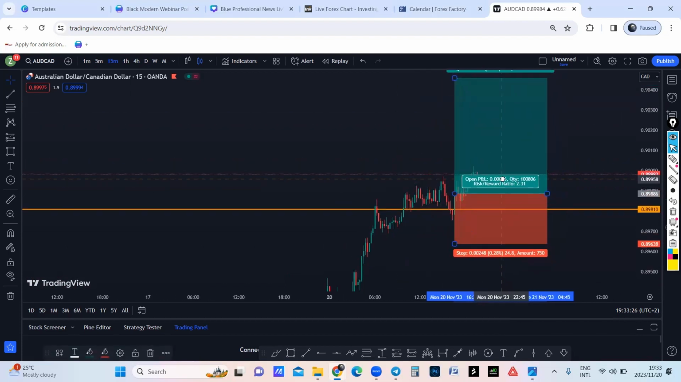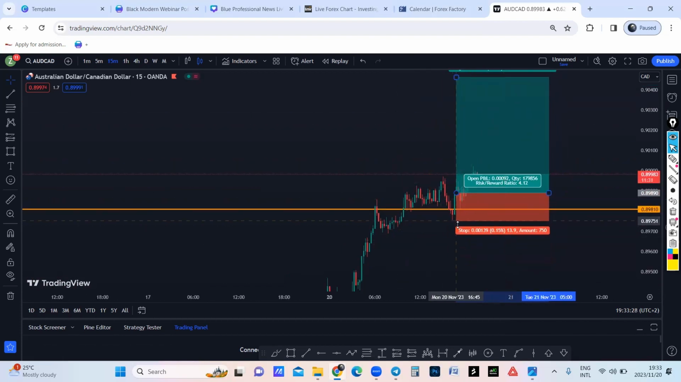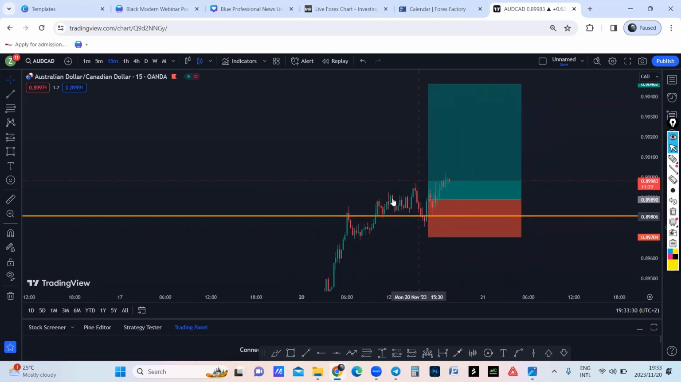But my entry could have been here, just that I'm done trading for the day. It could have been there because we saw the market breaking here, then coming to retest it, and then it made a bullish engulfing. So that is my entry confirmation: a break like this, then a retest, and then a bullish engulfing.